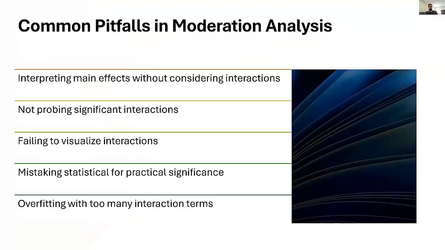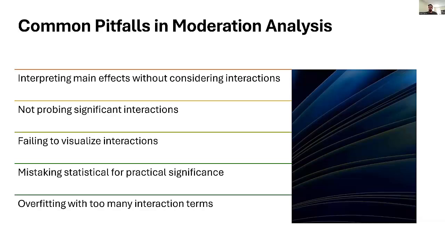Next up, common pitfalls. So first one is interpreting the main effects without considering significant interaction. So if you have a significant beta-3, a significant interaction, that influences obviously how X predicts Y. So you can't just go in and interpret the simple coefficient for the predictor on the outcome without considering those; main effects have to be considered in the context of the significant moderation.